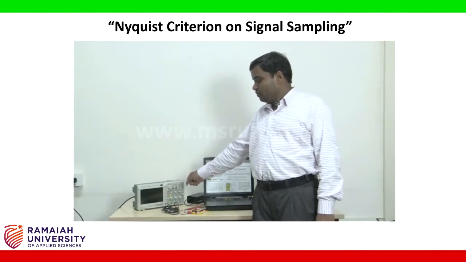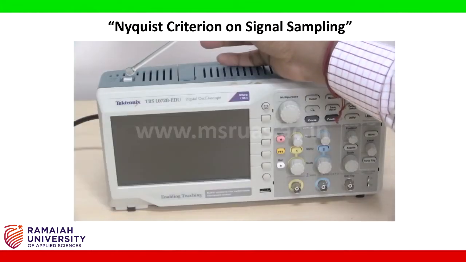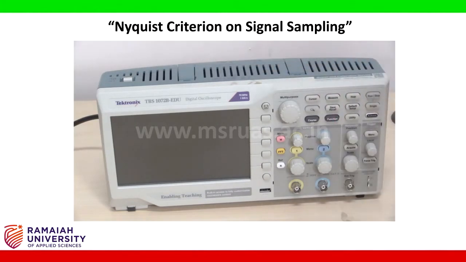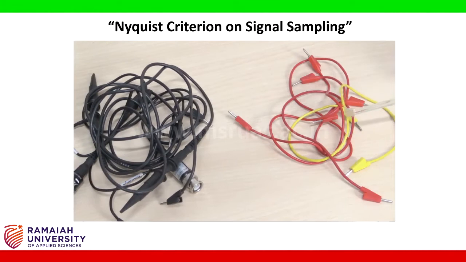Digital oscilloscope: the main power switch of this digital oscilloscope is this one, and this is a two channel oscilloscope, channel 1 and channel 2. These are the magnitude adjusting knobs, these are the horizontal position adjusting knobs, and this is the time scale adjusting knob. Probes and the connecting wires.